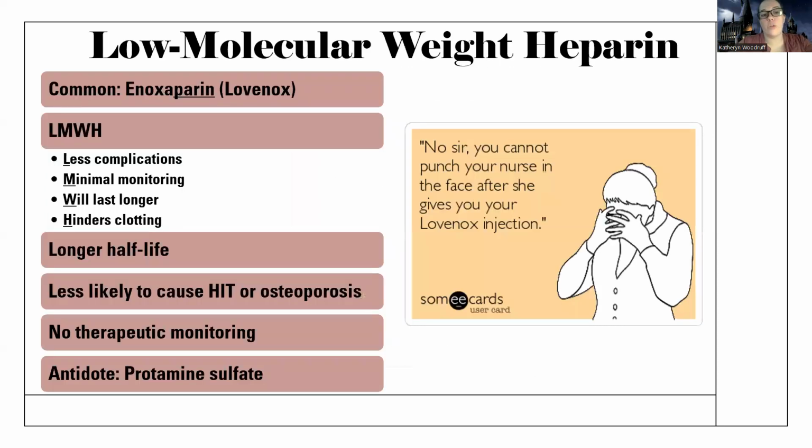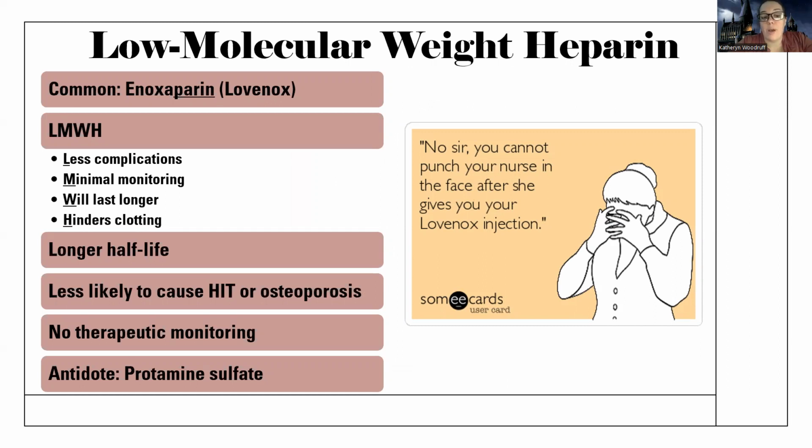So there's also low molecular weight heparin. I said earlier, remember the L in this as long acting. It's a heparin product. This is probably one of the meds you're going to give, super common in the hospital, but what's different is that it lasts longer, has a longer half-life. They are less likely to get the complications of heparin-induced thrombocytopenia or osteoporosis. And the other pro is there's no therapeutic monitoring.